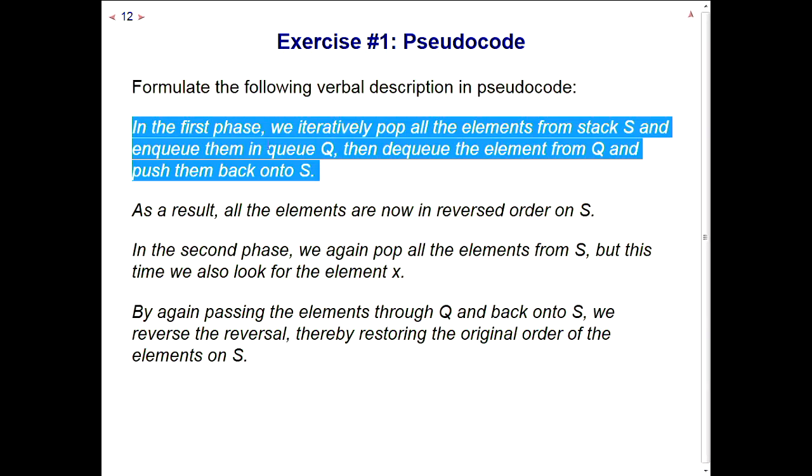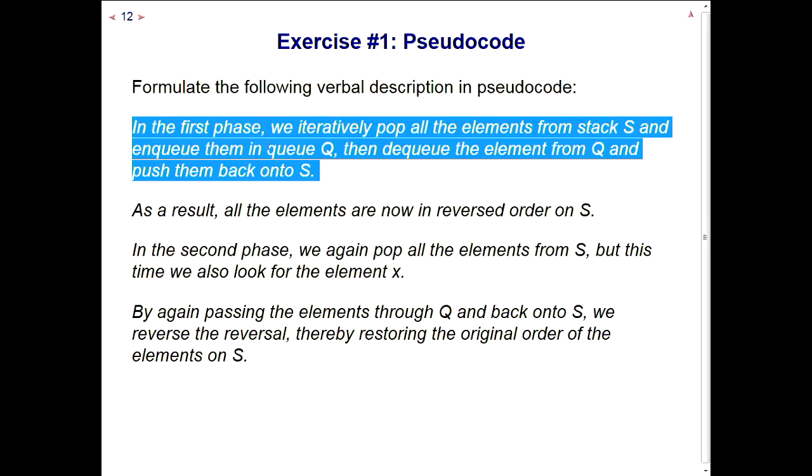What is the effect of this? The effect is that the elements now appear in reverse order on the stack. This is what the first part of that algorithm should achieve. It takes all the elements on a stack and reverses them in order with the help of a queue. As a result, all the elements are now in reversed order on S. This is not something that you have to translate into pseudocode. This is just an English observation. You might add this as a comment in the pseudocode, but you don't have to implement it.